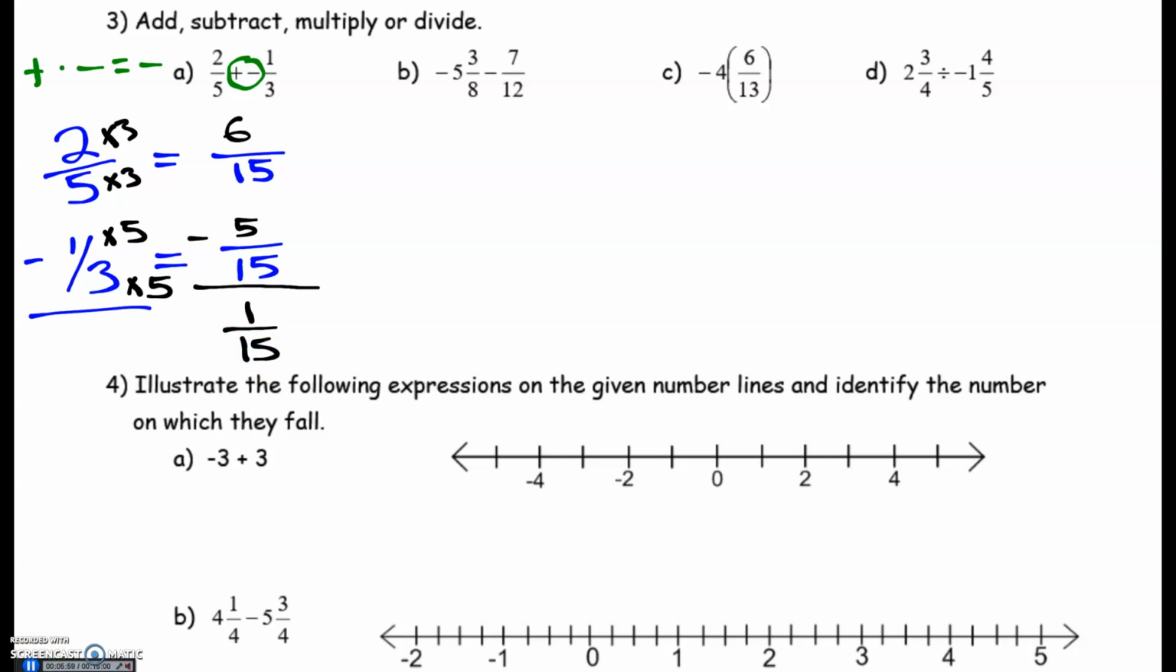All right, same process for the next question. Negative 5 3/8 minus 7/12. Before I go crazy, I realize that they do not have the same denominator. But even yet, this number right over here is a mixed number. So I'm going to convert it into an improper fraction as we did earlier, where we do 5 times 8, which gives us 40, plus 3, which gives us 43 over 8, and we multiply it by our negative sign. And I'm going to bring down the minus 7 over 12.